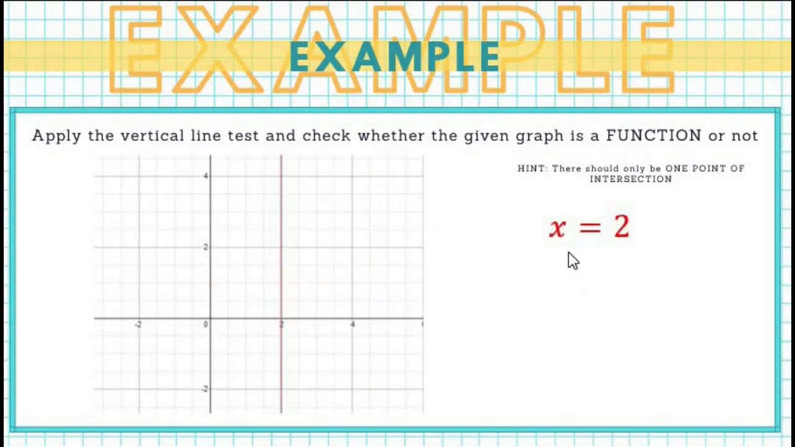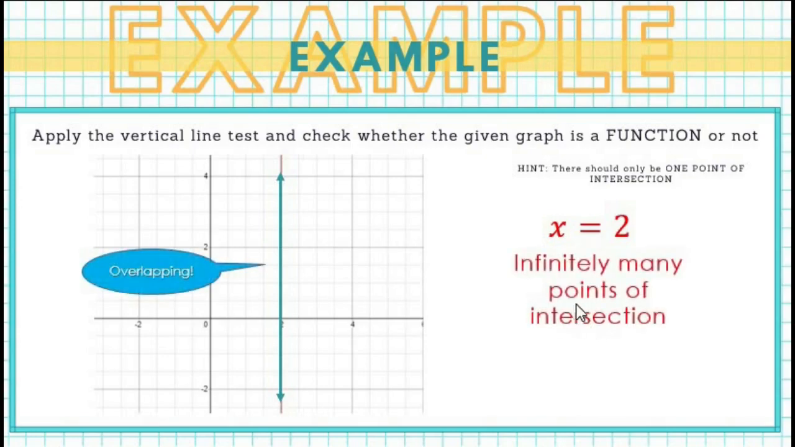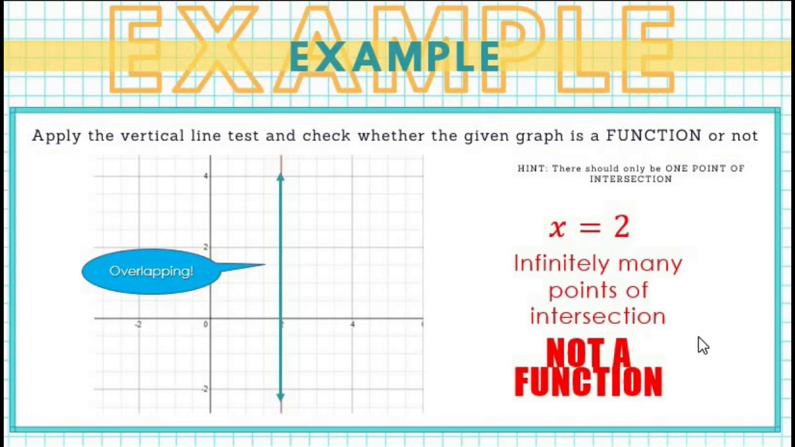Let's have another example. What if we have the equation x equals 2? It is represented by this graph. And notice, class, that when we draw a vertical line in the given graph of x equals 2, it is overlapping. What do we mean when they overlap? It means there are infinitely many points of intersection because they are overlapping.